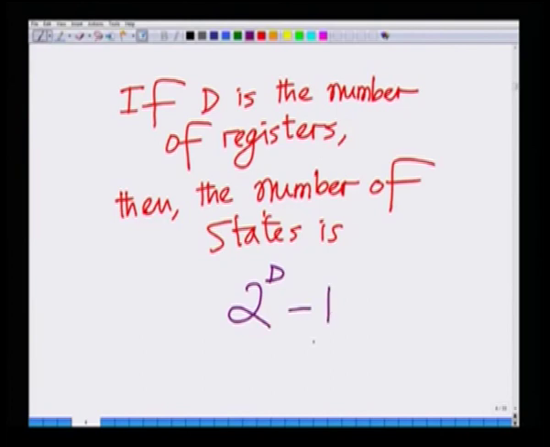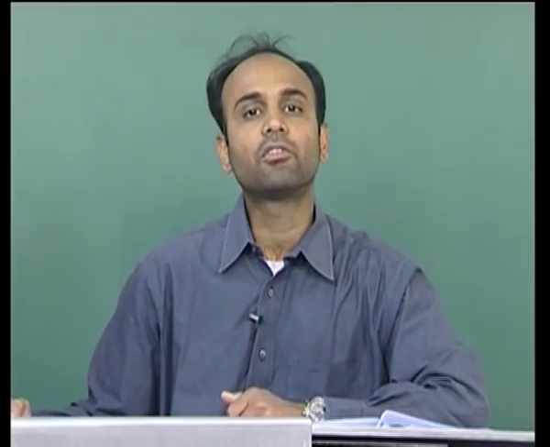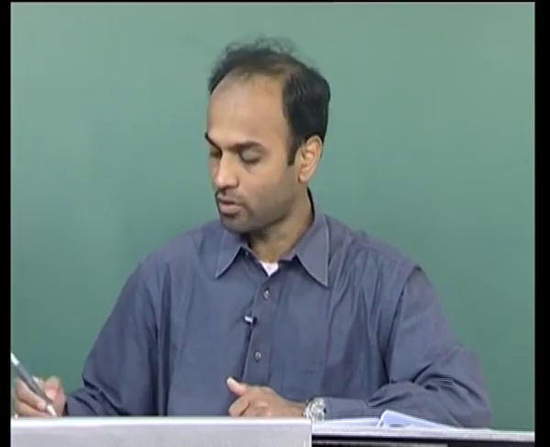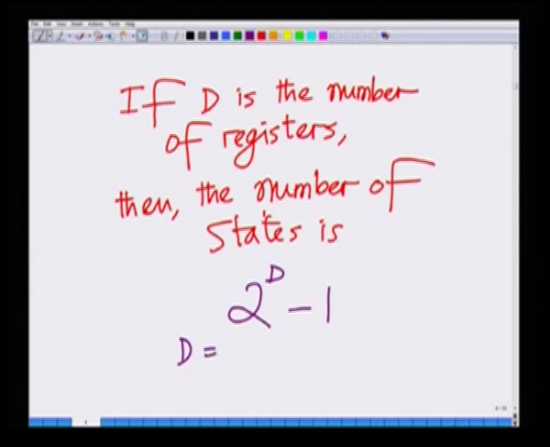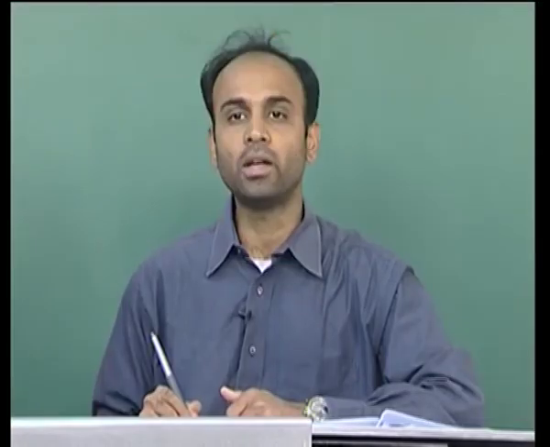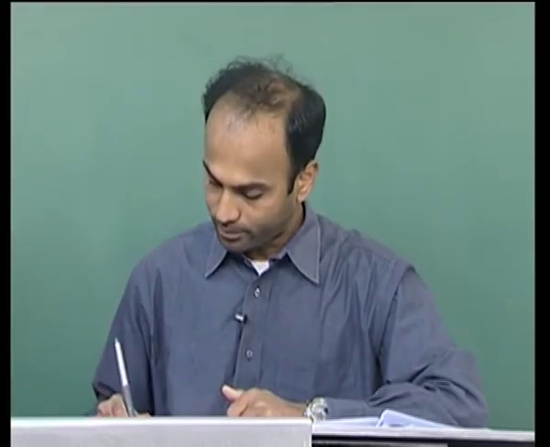In this case, d equals 4, hence the number of states is 2 power 4 minus 1, which is 16 minus 1, which is 15.